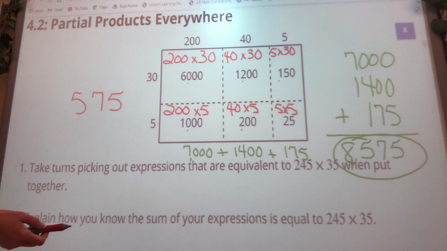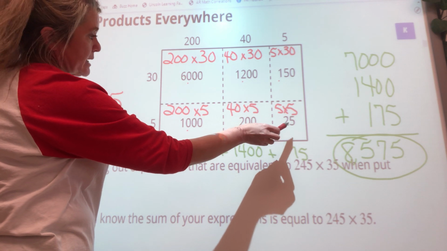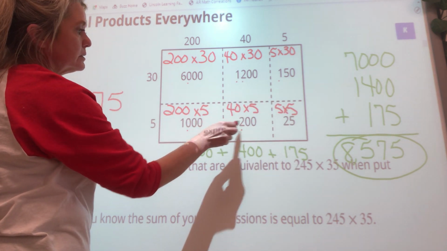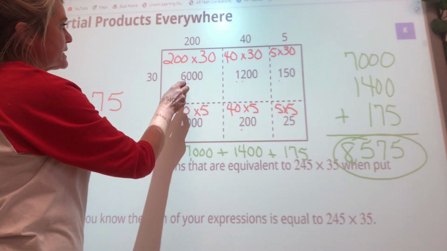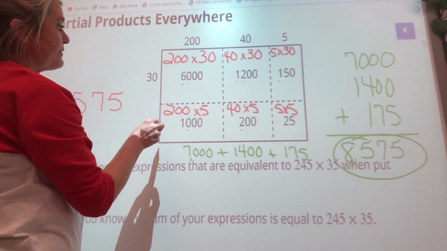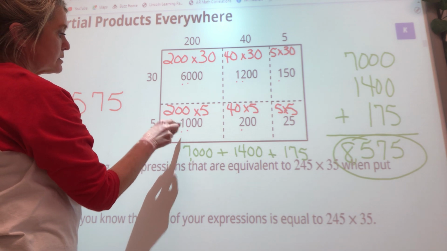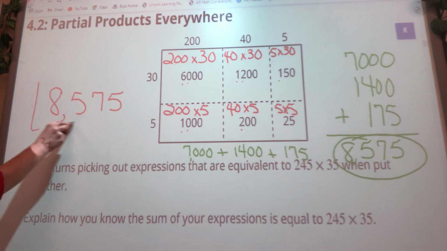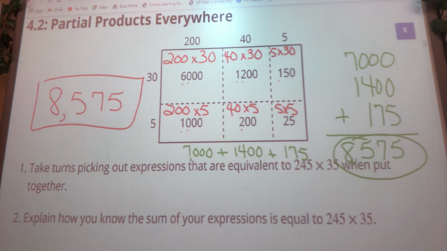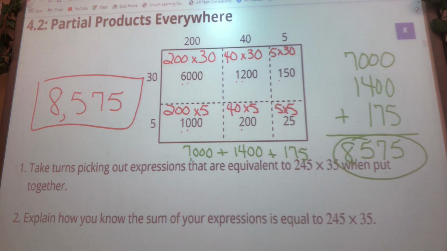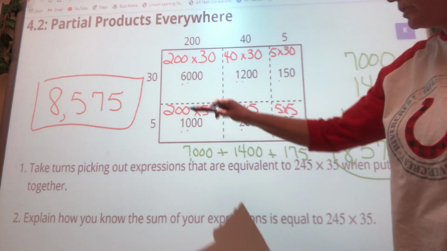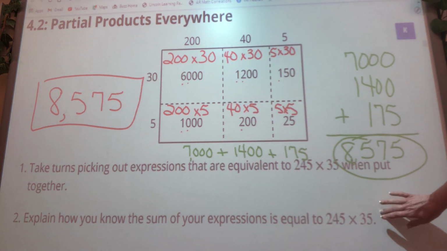And then finally my thousands place. This one doesn't have any. This one doesn't. This one has a 1. Doesn't have any. This one has a 6. So 1 and 6 is 7. And this one has a 1. So 7 and 1 is 8. So I still came out with 8,575. So you can always partial product your way. And to double check your final answer, use your place values. And voila, there you go.